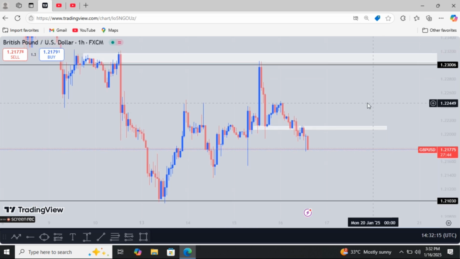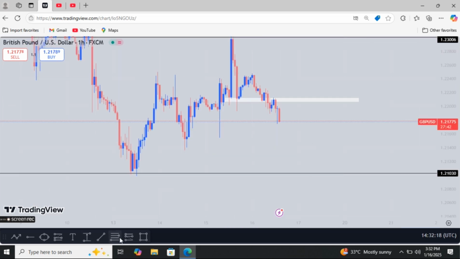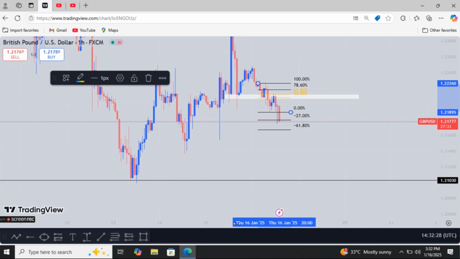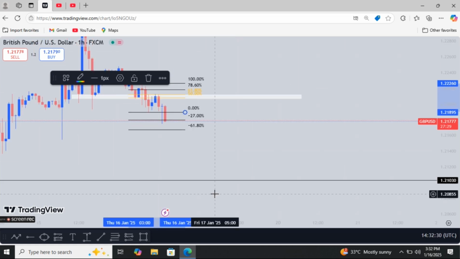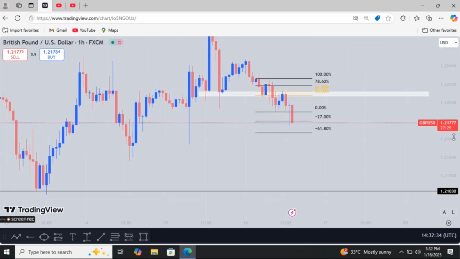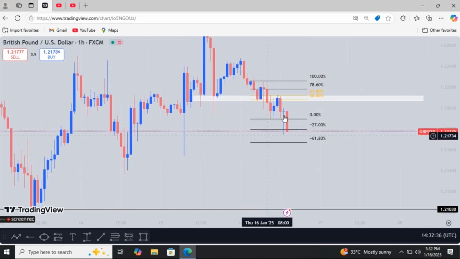So when I mark it out, then what do I do next? I bring out my Fibonacci tool. I draw from the high to the lowest points to find my point of interest, to find where I want to enter the trade from. So to find where I want to enter the trade from, I use the Fibonacci tool on the 1 hour. I go from the high to the low.